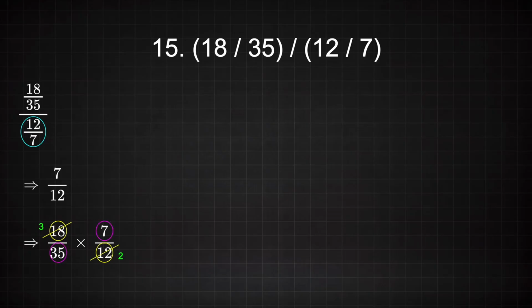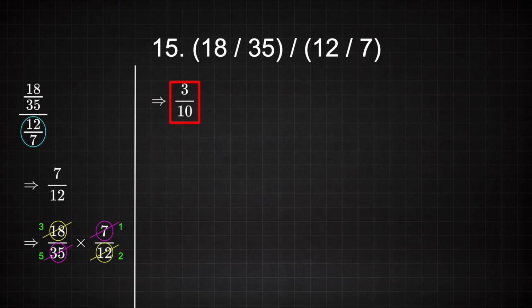35 and 7 are both divisible by 7. 35 divided by 7 is equal to 5. We cross out the 35 and put a 5 next to it. 7 divided by 7 is equal to 1. We cross out the 7 and put a 1 next to it. We multiply across and get a resulting fraction equal to 3 over 10, and this is our answer.